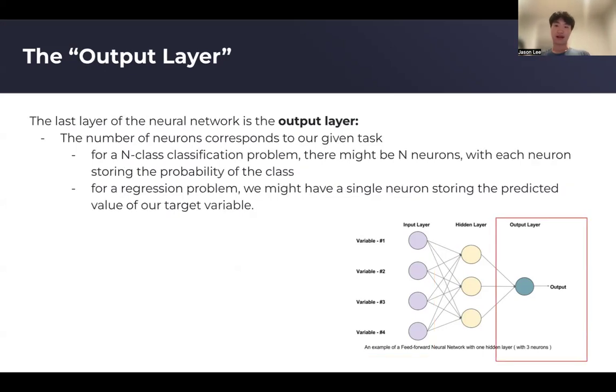The output layer, on the other hand, is responsible for the output to our deep learning model. And the number of neurons is going to correspond to the specific task that we have at hand. So for a classification problem with n different classes, we might have n neurons, with each neuron storing the probability for that given class. For a regression problem, like house price prediction, we might have a single neuron storing the predicted value of whatever our target variable is.